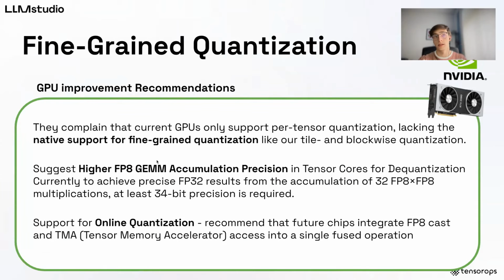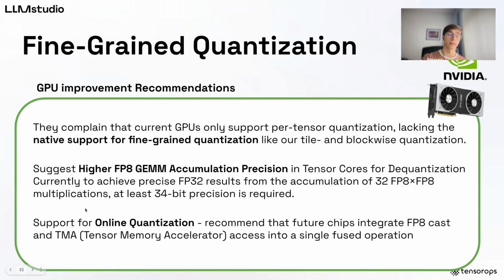And then they suggest that the tensor cores could use this. We won't go into specifics over what this is, but the higher floating point 8 GEMM accumulation precision in tensor cores to be able to dequantize. So let's think of it as decompress. The number that we shortened, we learn how to make it bigger again. We get the bigger number more efficiently and more precisely, more importantly. Because they argue that at least 34-bit precision is required instead of 32.